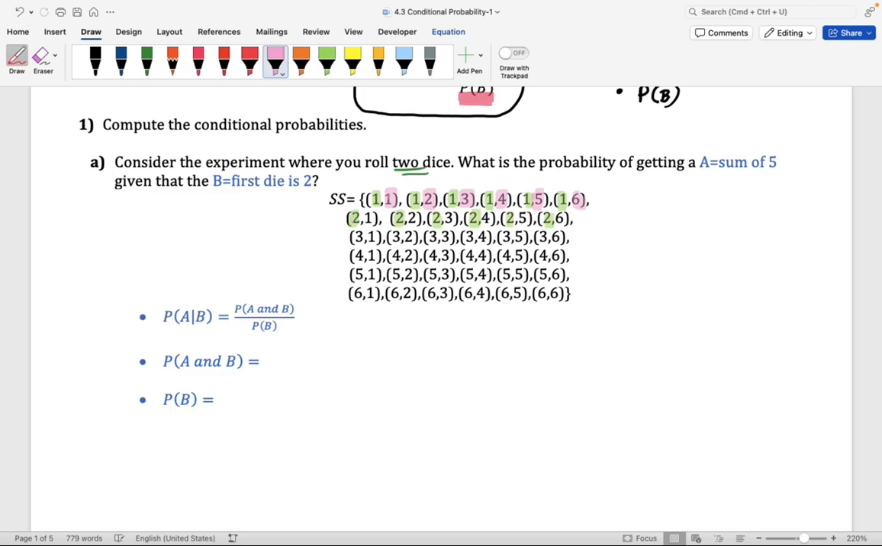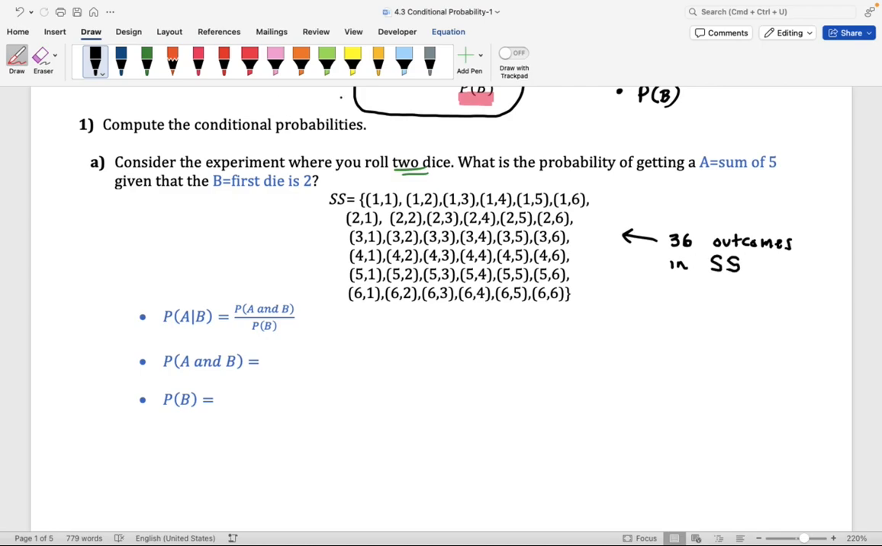Okay, then I could get a 2 and then a 1 on the second row, a 2 and then a 2 on the second row, and so on. 3, 4, 5, 6. So that is how I came up with the sample space. You could come up with this sample space on your own following that thinking process. One thing that I want to take note of is that we have a total of 36 outcomes in the sample space. I'm just going to write 36 outcomes in SS.